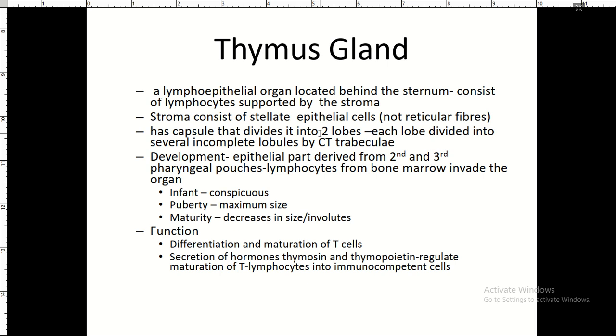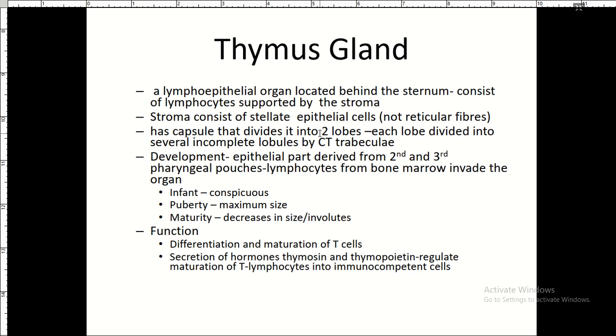Function. The function of the thymus gland is the maturation and differentiation of the T cells. So it's very important to take note that these T cells come from the bone marrow and go to the thymus. In the thymus, they are trained to recognize foreign bodies, foreign cells or antigens, but not to recognize self. So every T cell that recognizes self undergoes apoptosis, it dies, because it may bring about autoimmunity or autoimmune diseases.